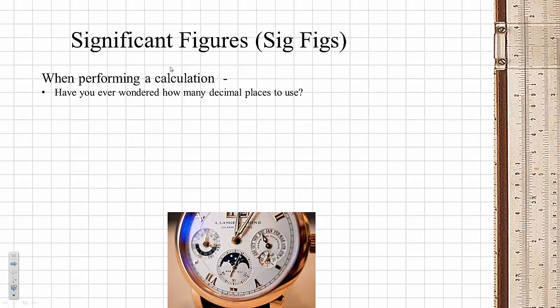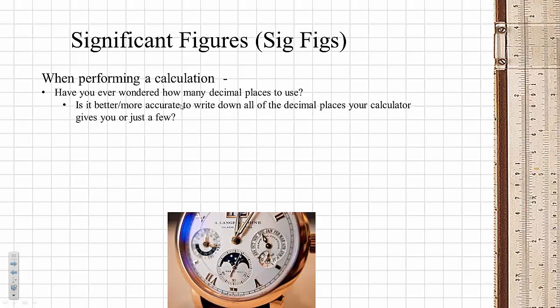So when you perform a calculation, sometimes you press the equals button on the calculator and you get just a bunch of decimal places, and you're wondering, how many of these numbers am I supposed to write down? Are you more accurate if you write down all the decimal places that the calculator gives you? Or maybe not all of them, but some of them, and if so, which ones or how many are you supposed to use?